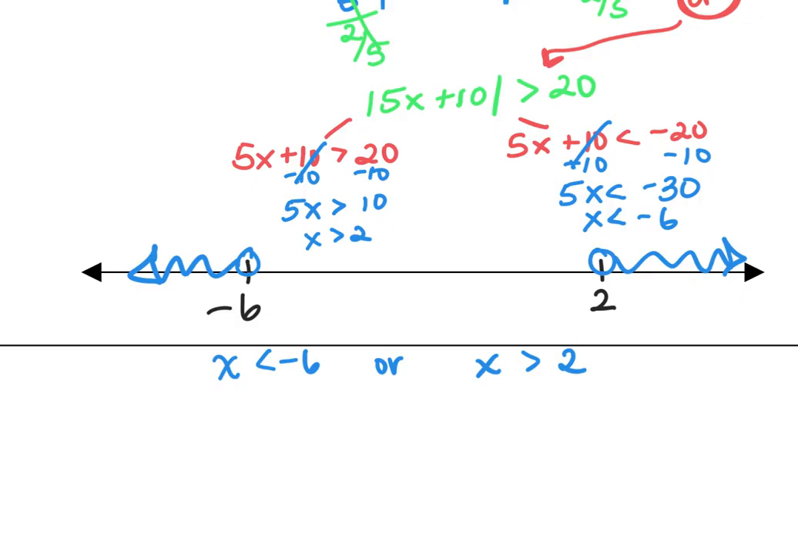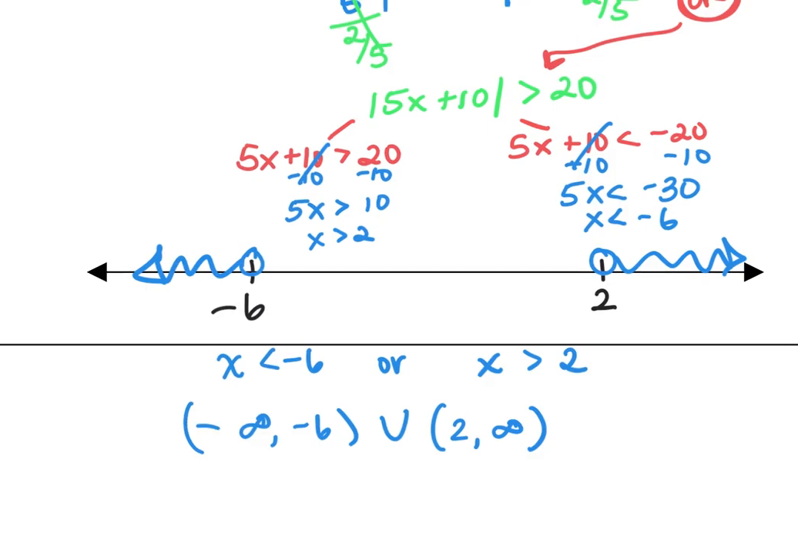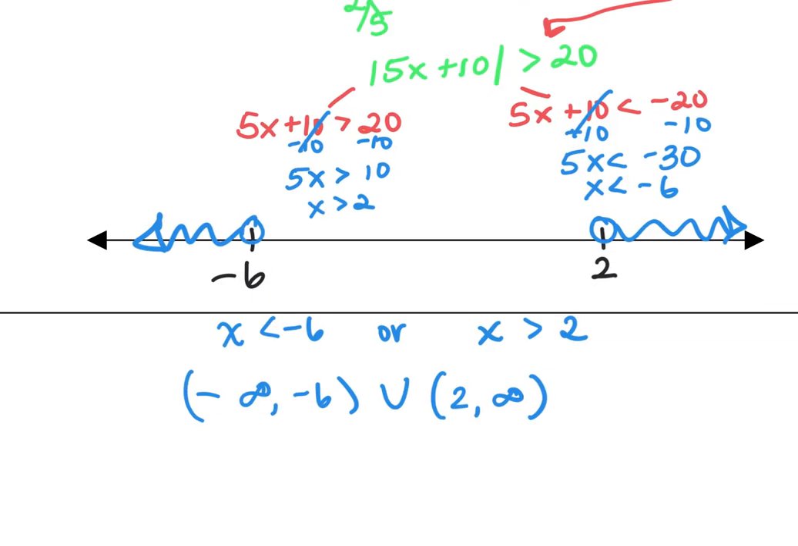But you also have to know how to represent this using interval notation. So this left section of our graph would be anything from negative infinity to negative 6. So negative infinity to negative 6 with parentheses because it's not included. And then we'd use that union. And the right side solutions are from 2 to positive infinity. So then we do 2 to positive infinity, and that would be your interval notation.